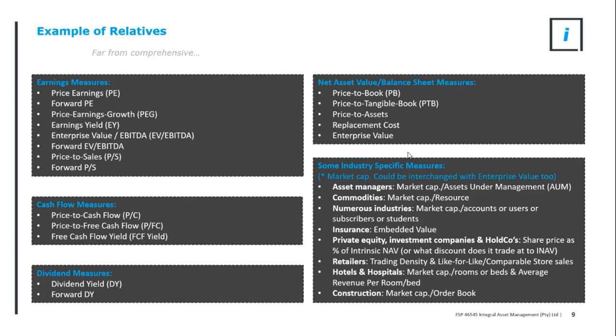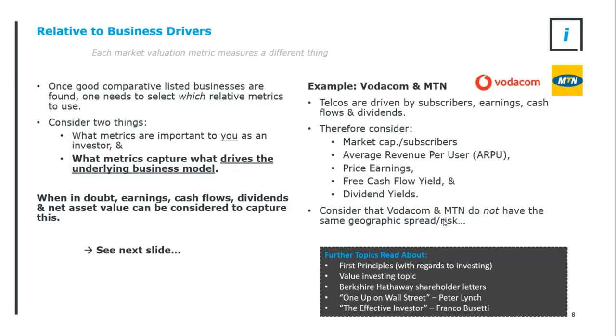Insurance has a concept called embedded value. That's really a glorified net asset value or price to book, but they've gone and valued themselves effectively. Private equity and investment holding companies have often published intrinsic NAV, consider their share prices as a percentage of that. Retailers publish things like trading density, like for like, comparable store sales, hotels, market cap to rooms, average revenue per room, construction, market cap to order book. This is far from a comprehensive list. In fact, all of this is far from comprehensive, but it should give you some working tools to go and Google and think about it on your own and research how these metrics work and find the ones that make sense for you, and make sense for the business you're looking at.